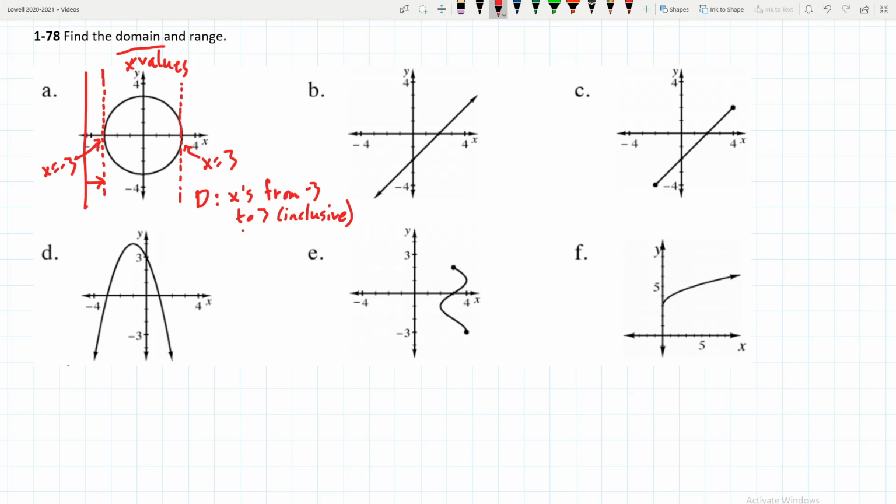Or you could say it like so: -3 is less than or equal to x, which is less than or equal to +3. That's one way to say that as well. Alrighty.